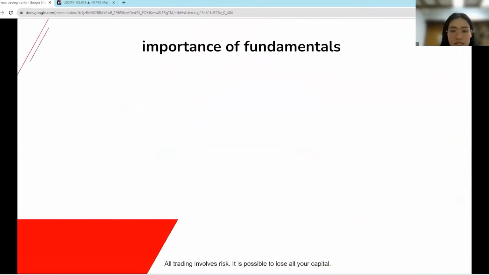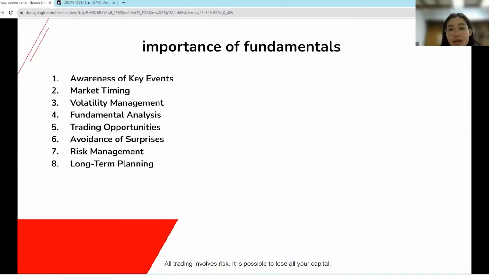Okay, let's get started. So firstly, we're going to be looking at the importance of fundamentals, along with the importance of trading the news. Firstly is the awareness of key events. So an economic calendar keeps you informed about important economic and financial events, such as central bank announcements, economic data releases, and geopolitical events. So this awareness helps you to stay ahead of significant market moving events and their potential impact on the financial markets. Number 2 is market timing.